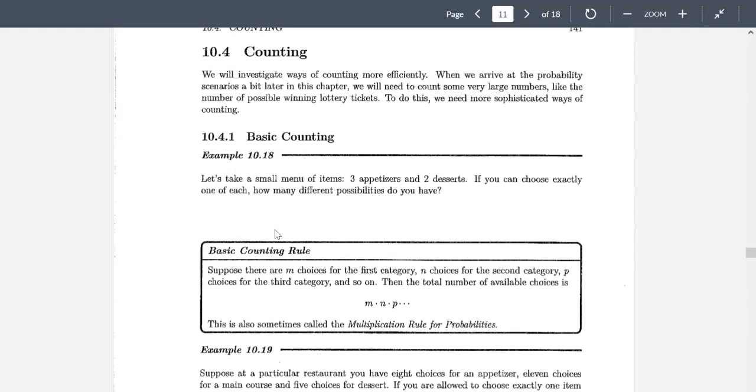Okay, now we're doing counting. This is called the counting principle. When we try counting, it means we want to figure out how many possible things there are. In other words, how many things are in the sample space.